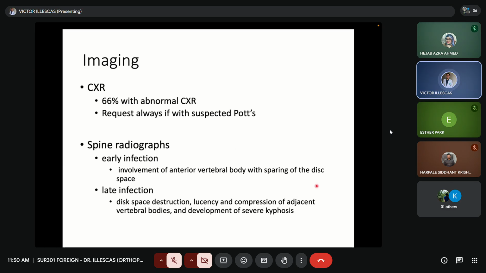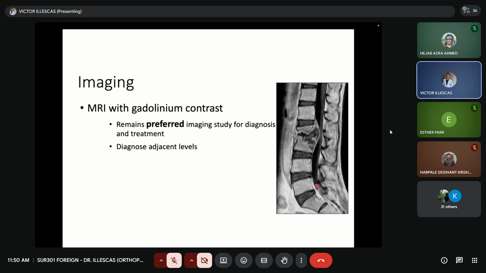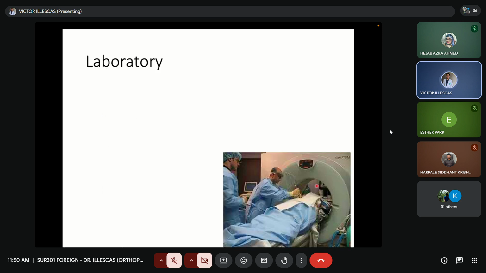So chest X-ray will only show 66% abnormal chest X-ray, but still should be requested to rule out an ongoing pulmonary TB. Spine radiographs will show the anterior column of the vertebral body being affected with sparing of the disc, but in late infections, it may also affect adjacent vertebral bodies as well. MRI is the preferred imaging to check the extent of the affectation and how much compression it is producing to the spinal cord.